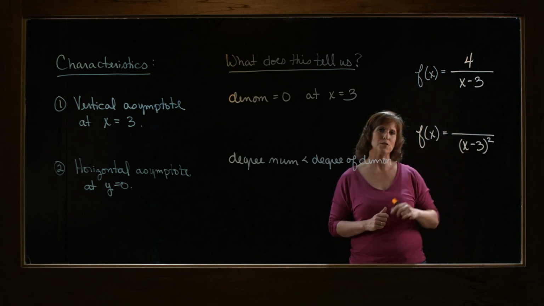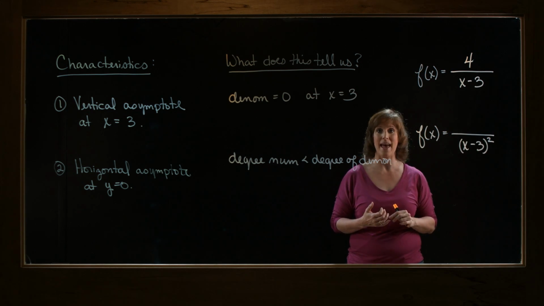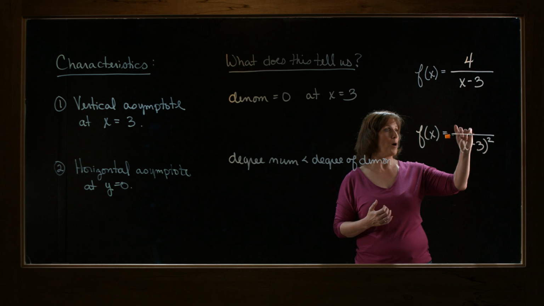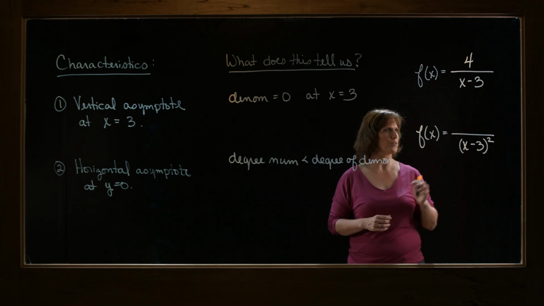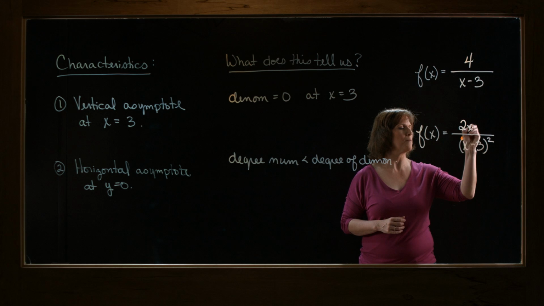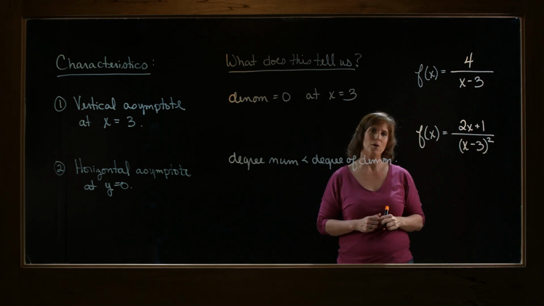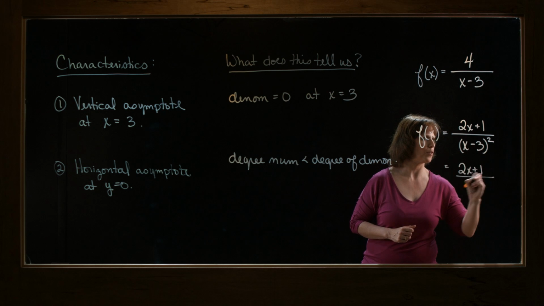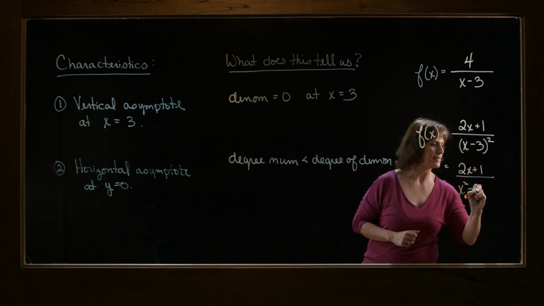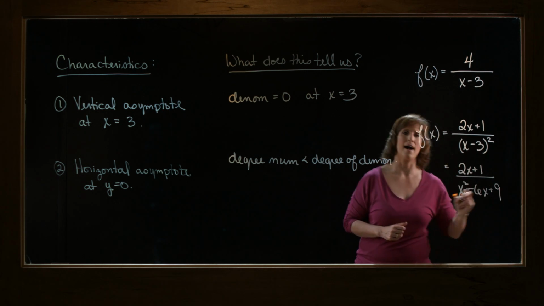That gives me more options for my numerator, because now I can have a polynomial of degree 0 or of degree 1. So let's just try a degree 1. It can be any expression of degree 1. And so let's make this 2x plus 1 all over x squared minus 6x plus 9.